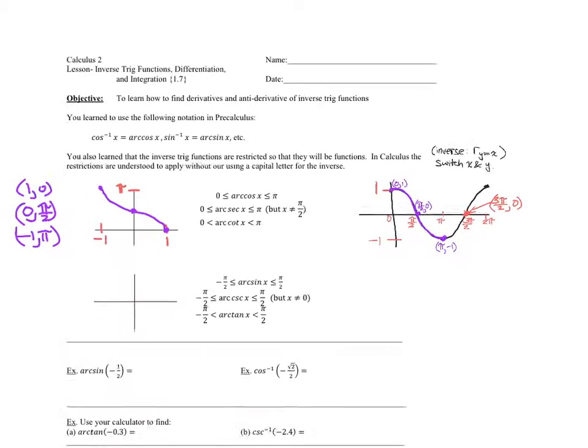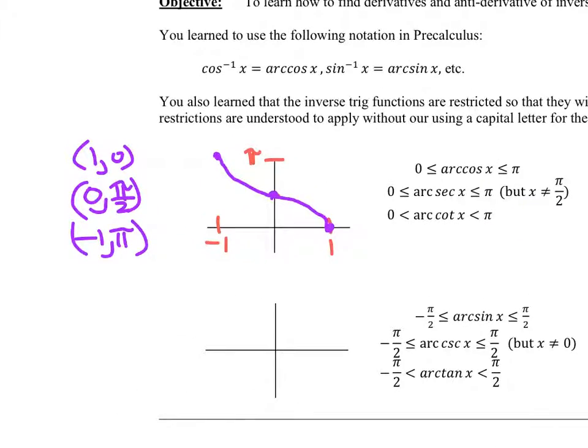If I plotted that backwards, 0 comma 3 pi over 2, put a little question mark there. 3 pi over 2 would be about right here. 0 would be right there. So you'd be talking about this curve. It would extend further.